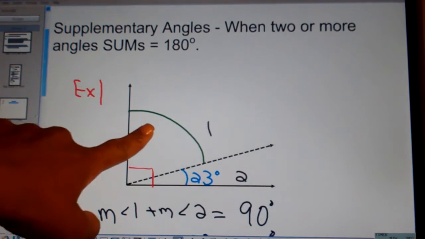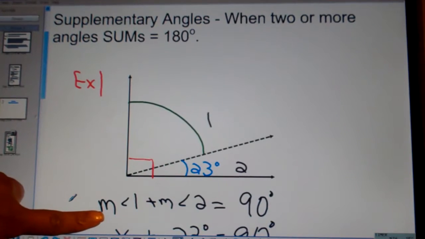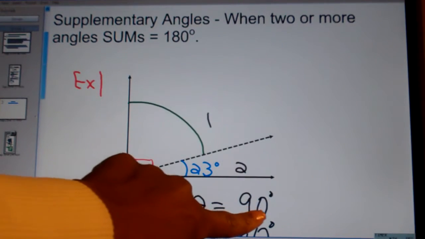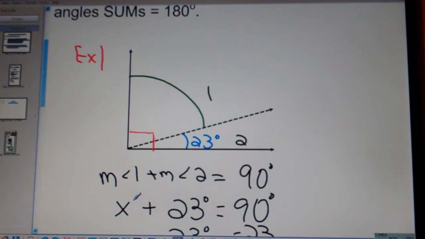These two angles together, angle 1 plus angle 2, are complementary, or equal to 90 degrees. Therefore, I can write an equation. The measure of angle 1 plus the measure of angle 2, because they're complementary, is equal to 90 degrees. Well, what's the measure of angle 1? Solve by substitution. This is x degrees plus 23 degrees is equal to 90 degrees.